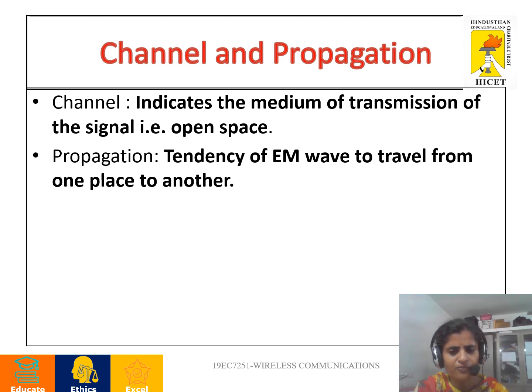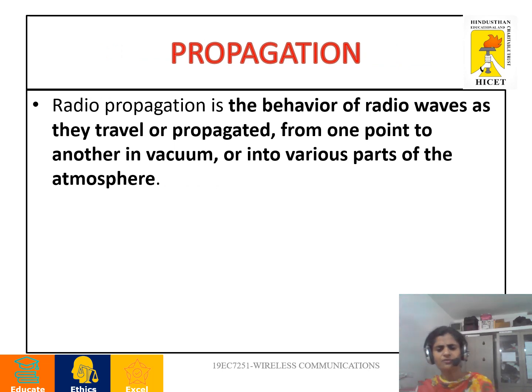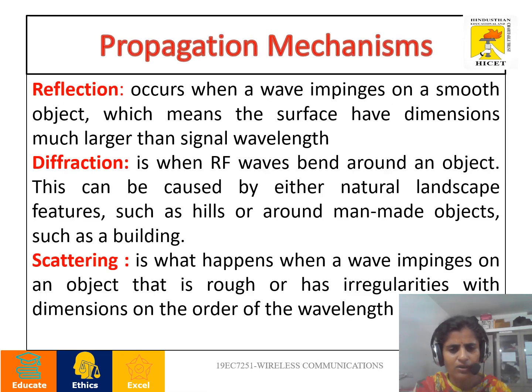Another term commonly used in wireless communication is propagation. Propagation is a mechanism through which the signal is traveling from one place to the other. Propagation of radio waves, high frequency radio waves, takes place in wireless communication. For the signal to travel from transmitter to receiver, there are certain mechanisms that are defined. They are reflection, diffraction, and scattering.